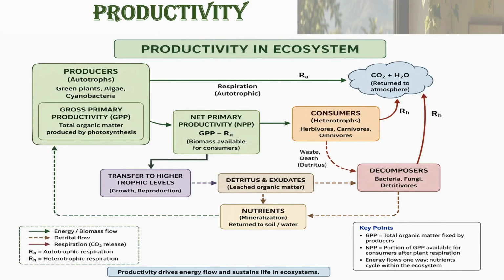But the energy produced or consumed by the organisms will not be transferred. Energy is always unidirectional, but nutrients are cycling in the ecosystem. So this is all about the productivity which is happening in the ecosystem.